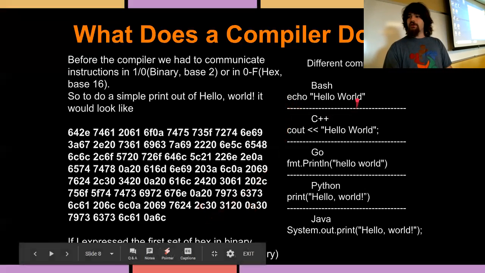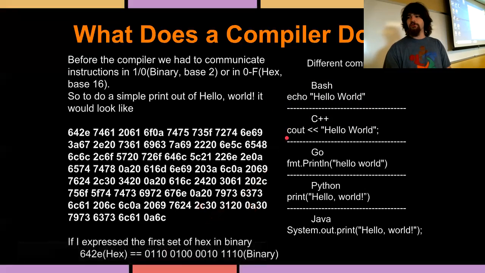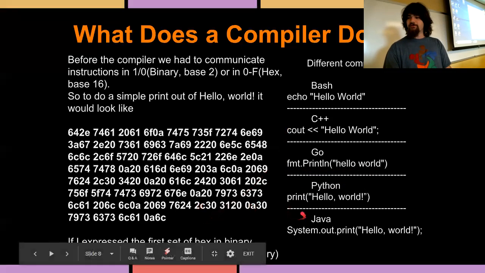So in Bash, we have echo hello world. In C++, we have our cout hello world. In Go, that's a Google programming language, we have this fmt.Println hello world. In Python, we have our print hello world. And in Java, we have our System.out.println hello world.